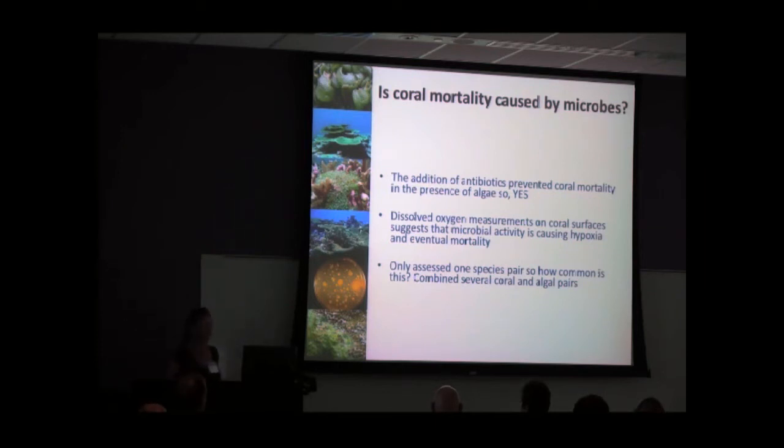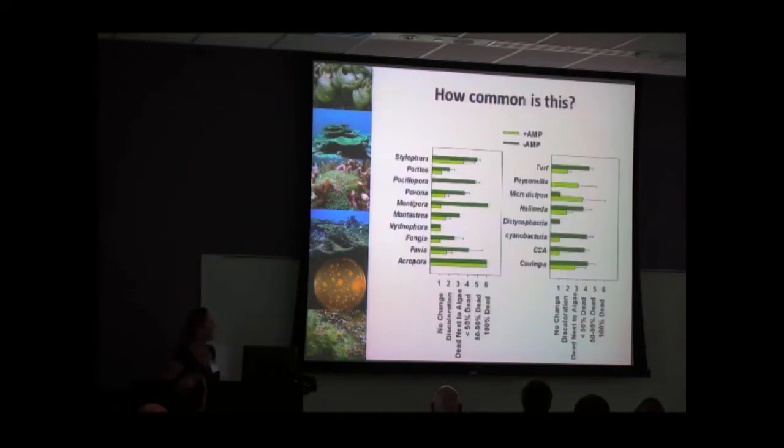So we wanted to see how common this was. We assessed several coral-algal species pairs, and this just shows several of the coral genera that we examined and several of the different algal genera and or functional groups that we examined. And we see that there's a lot of variability from coral to coral. Some corals died regardless of what we did. The Acroporas are notoriously fragile. Other corals had little to no effect, and others were more susceptible to this algal damage.